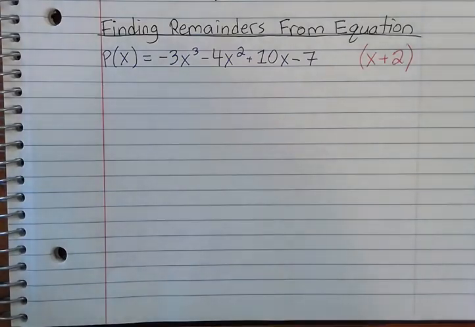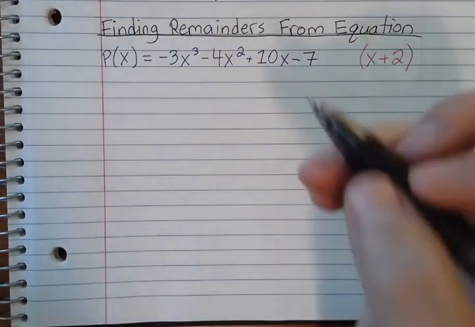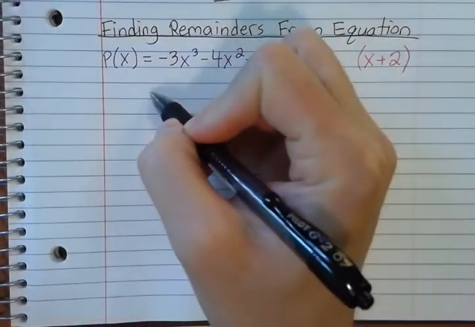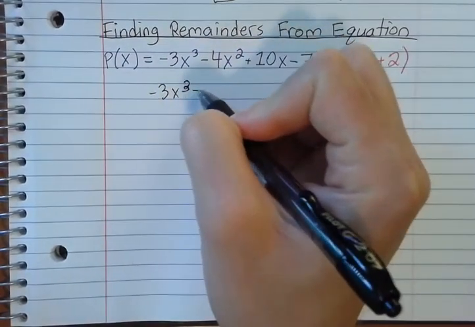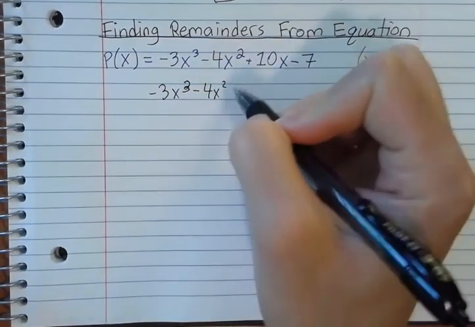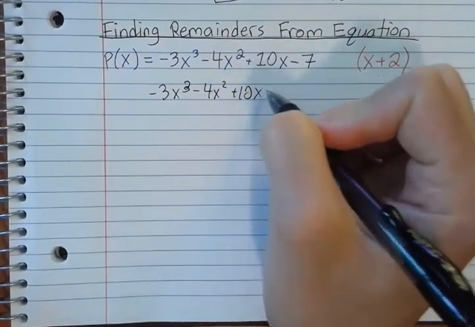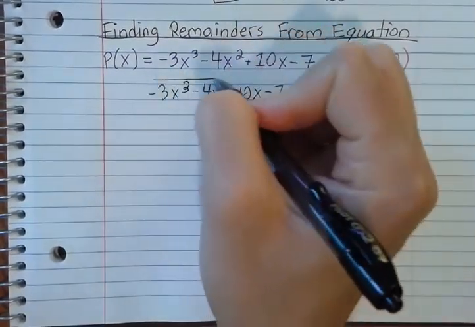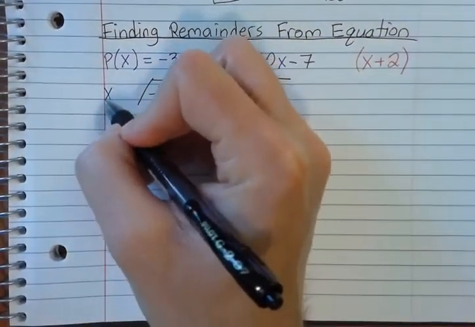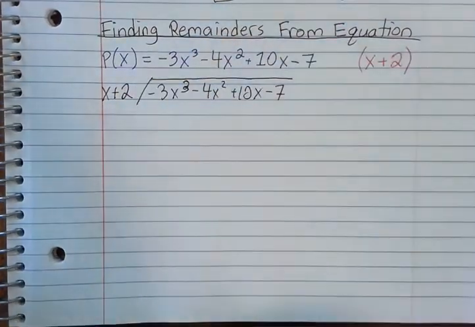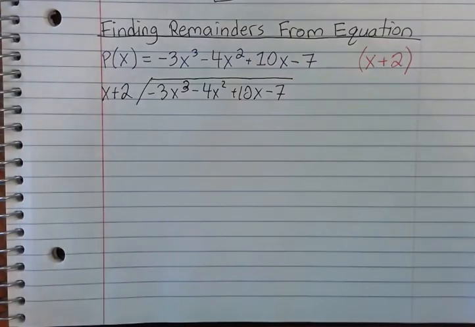So normally we would have to go through long division and write it out as negative 3x cubed minus 4x squared plus 10x minus 7, and we'd be dividing all of that by x plus 2. But instead, we're going to use the remainder theorem to be able to figure out what the remainder would be without having to complete that process.